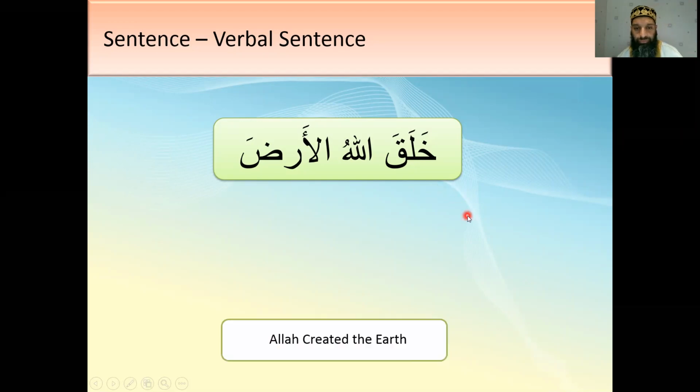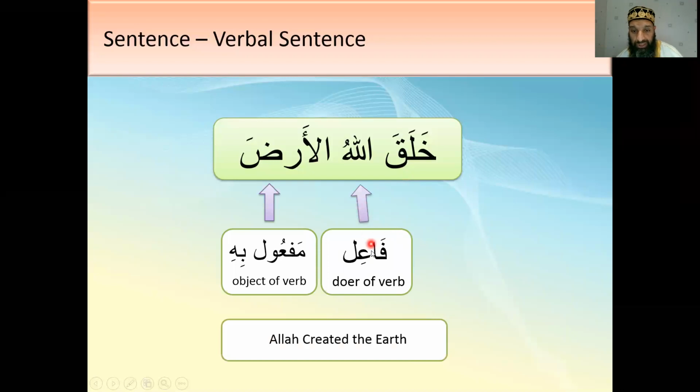Right, so Allah created. This is the doer. In Arabic, you call the doer the fa'il. Fa'il means doer. If you don't know, don't worry. If you do know, if you can learn it, it's good. The maf'ul bihi is the Arabic way of saying the object of the verb. So Allah is the fa'il. Al-arda is the maf'ul bihi. Again, if you don't know that, I'm not going to test you on that.